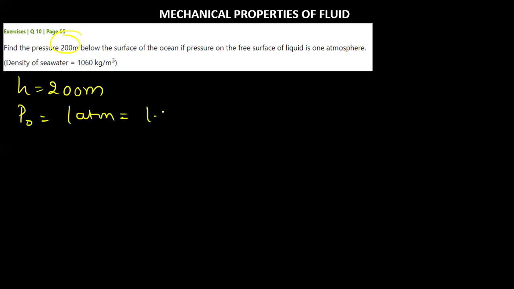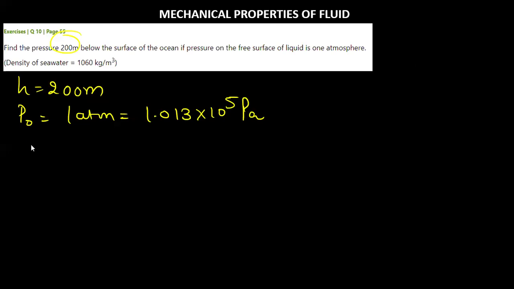1 atm is 1.013 into 10 raised to 5 Pascal. You have to remember this value. 1 atm value is 1.013 into 10 raised to 5 Pascal. This is the 1 atm value. You need to find the pressure at a height. Pressure height पे पता करना.